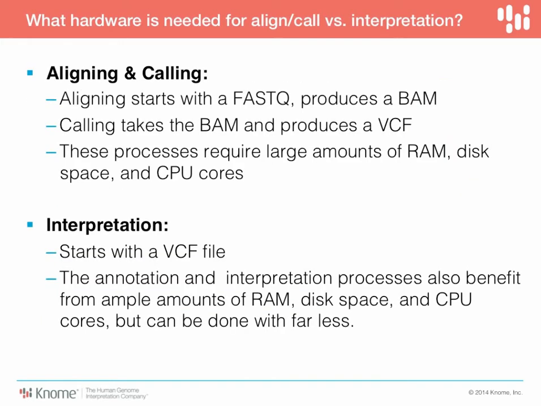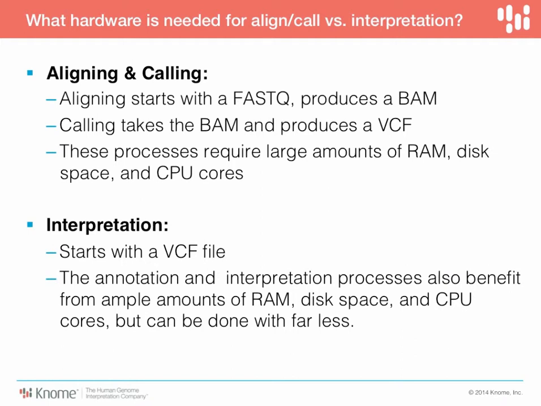So let's just start with aligning and calling. As we know, it starts with a FASTQ file, produces a BAM. The BAM is taken by the calling software to produce a VCF. This process takes a large amount of RAM and disk space and cores. Typically you're thinking about a minimum of 8 CPU cores and 64 gigs of RAM to do some of these tasks, depending on the aligning and calling software that you're using. So that's something to consider.